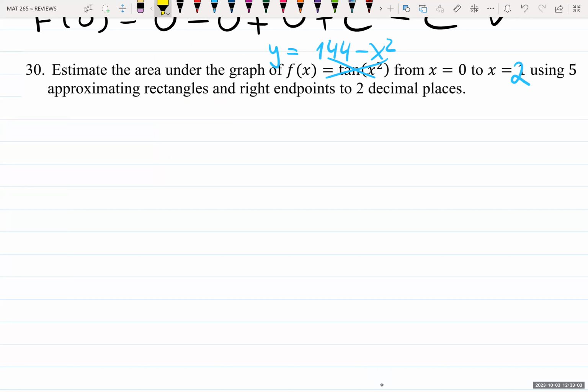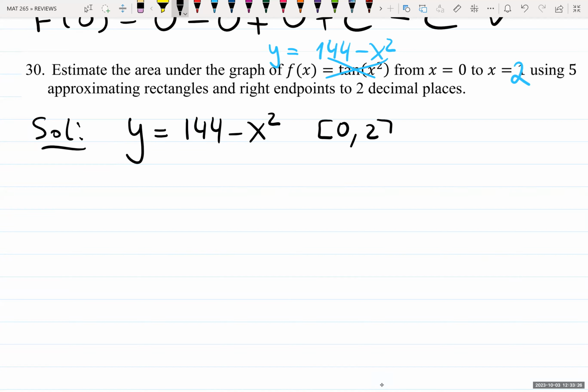So as a person who doesn't speak English as a first language in STEM, this is what I do. I write down stuff without English to know what they want from me. I see f, I will write down it's y. Y equals 144 minus x squared. Then I see that x is from 0 to 2. 5 approximating rectangles, got it. Right endpoints. All of these are mathematical facts I need to know. Everything else, not really. 2 decimal places, that's for the end.